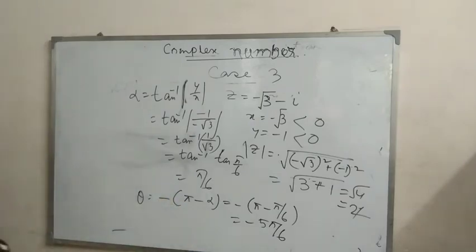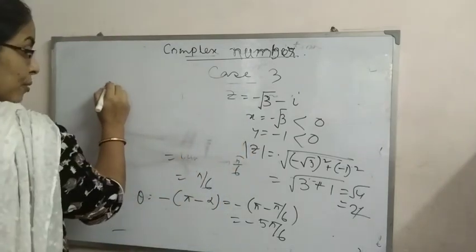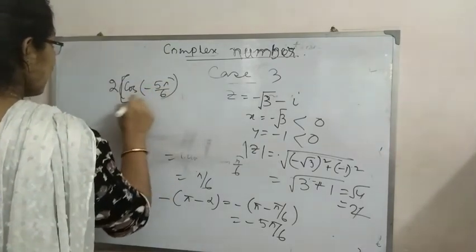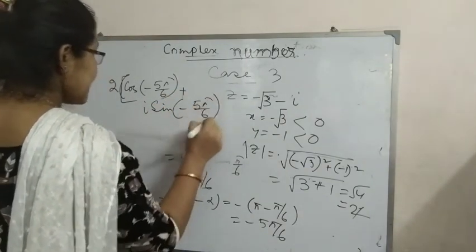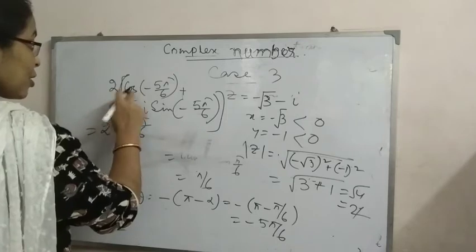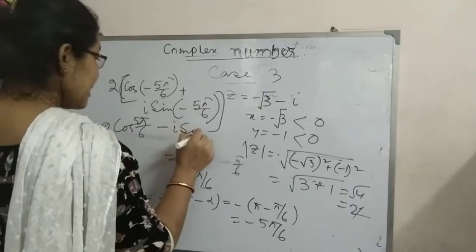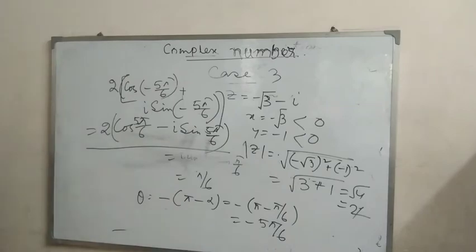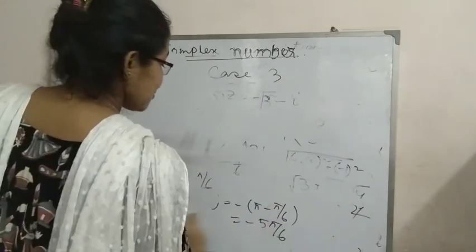So I will write the modulus amplitude form: 2 cos minus 5 pi by 6 plus i sin minus 5 pi by 6, that is 2 cos 5 pi by 6, because cos minus theta equals cos theta, and sin minus theta equals minus sin theta, minus sin 5 pi by 6. It is the modulus amplitude form. Okay, and next I will go to case 4.